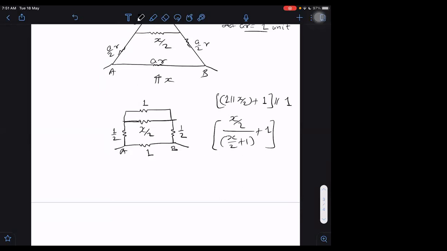I will do one thing. First, I will simplify it a little bit. Then I will take it in parallel with 1. I have no choice. I think I have to do that only.